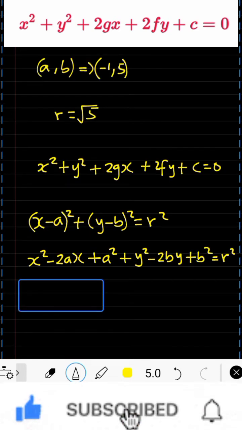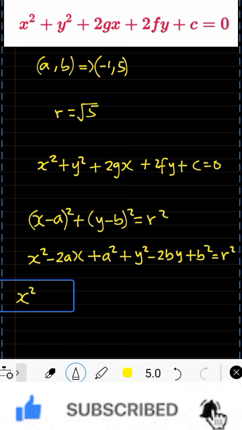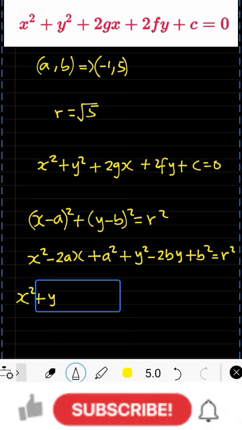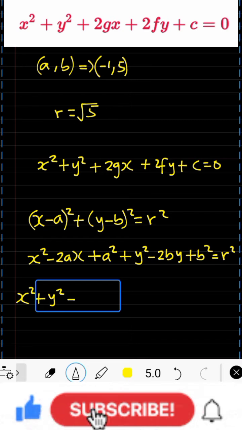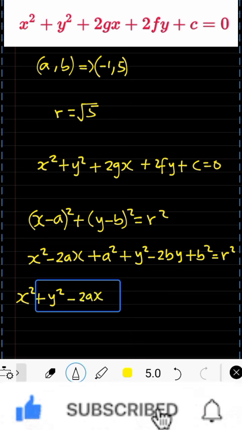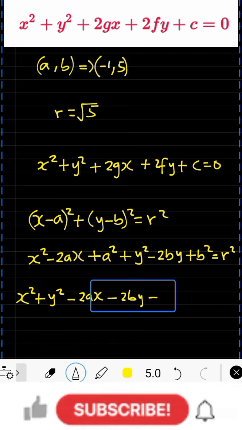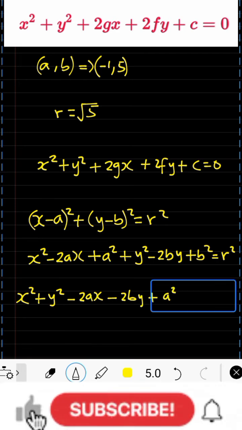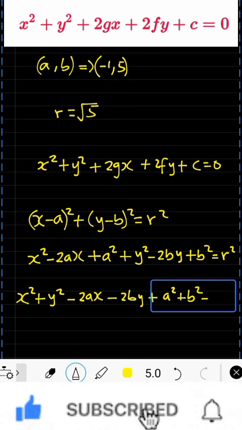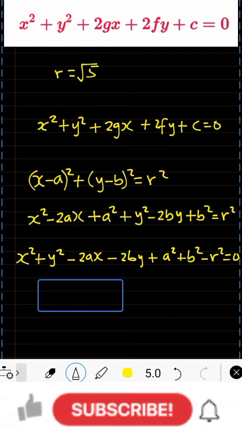Okay, let's rearrange. So we have x squared plus y squared minus 2ax minus 2by, then plus a squared plus b squared. Then let's take r to the other side, minus r squared is equal to 0. Now, if you look at the general form, we have g and we have f and we have c. It's just a matter of substitution.